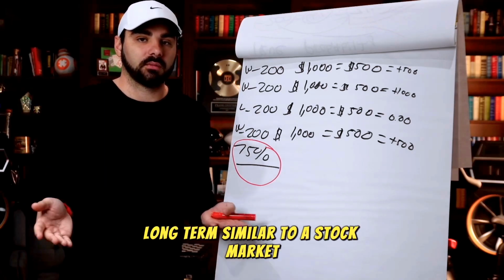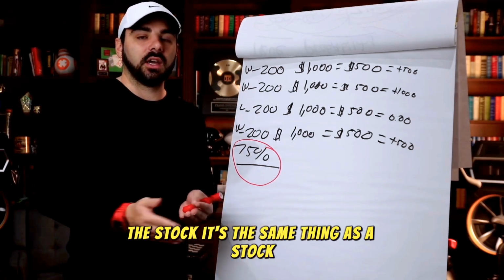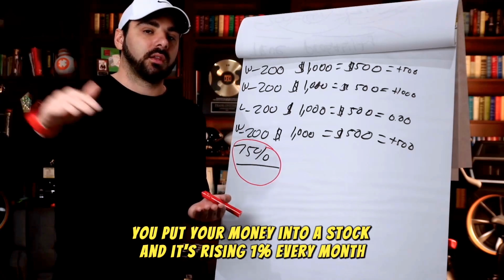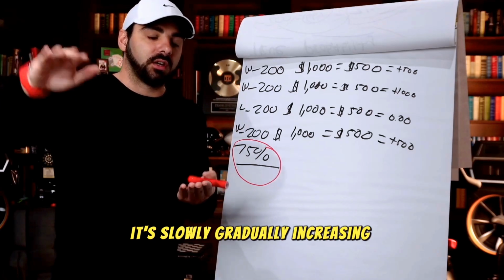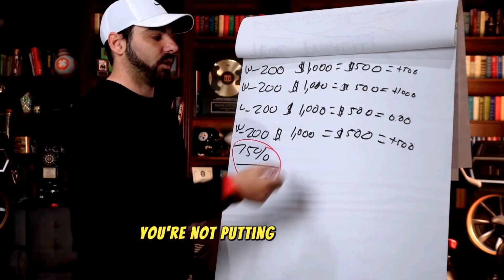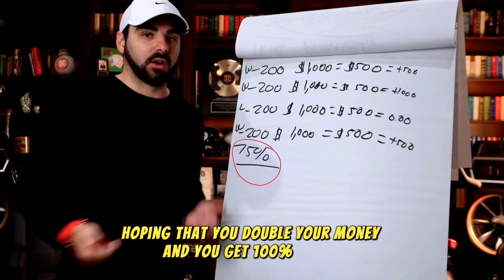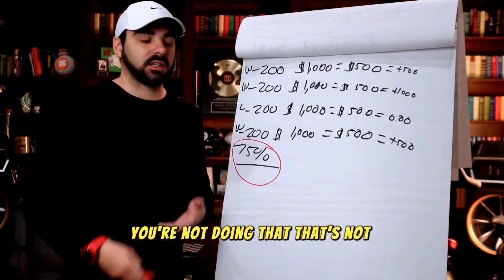Similar to a stock market. It's the same thing as a stock. You put your money into a stock and it's rising 1% every month. It's slowly, gradually increasing. Okay? You're not putting $1,000 on a game because you have a $1,000 bankroll and hoping that you double your money and get 100% profit. You're not doing that. That's not how you win.